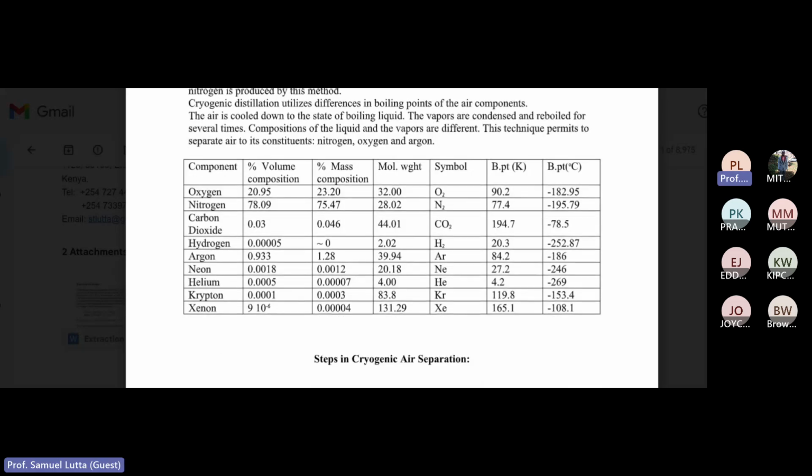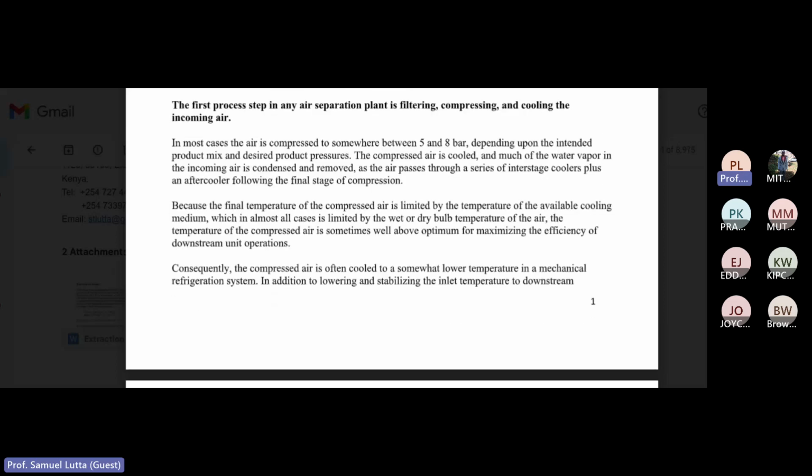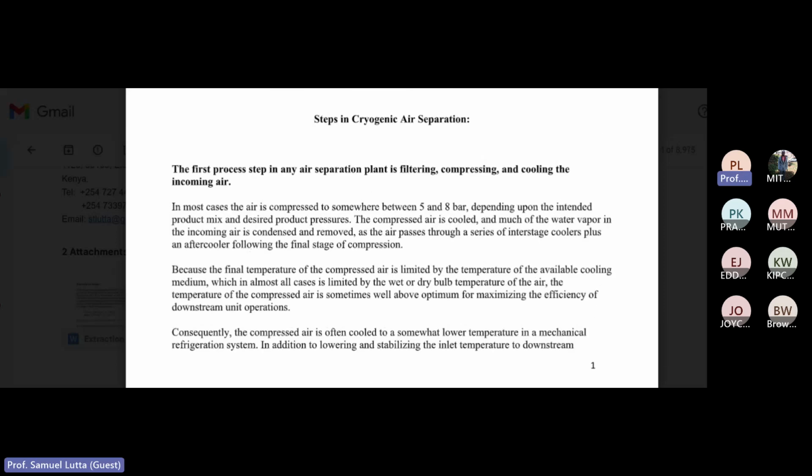So you cool to form liquid and then you separate using fractional distillation, where you separate them based on the temperatures. So I think that's what we are trying to run through here. Based on the temperature, you can separate the gases. You cool, get a liquid, and then you heat the liquid and collect the fractions at different temperatures.